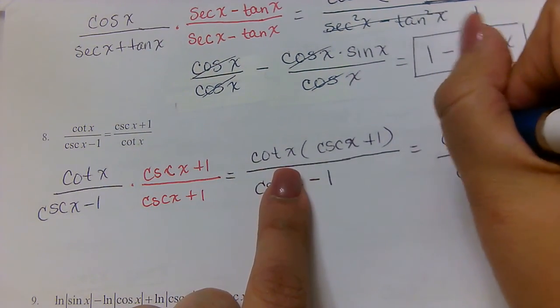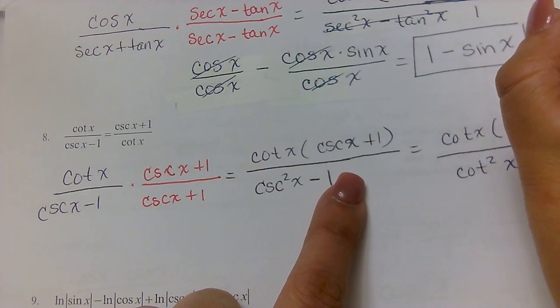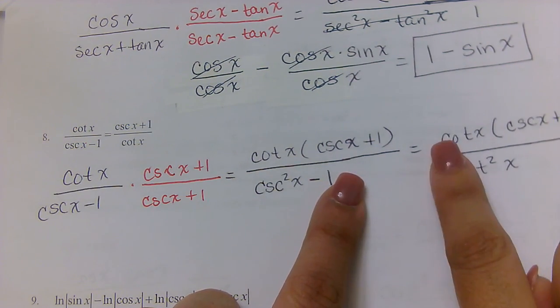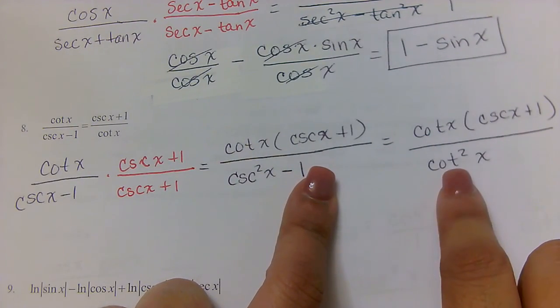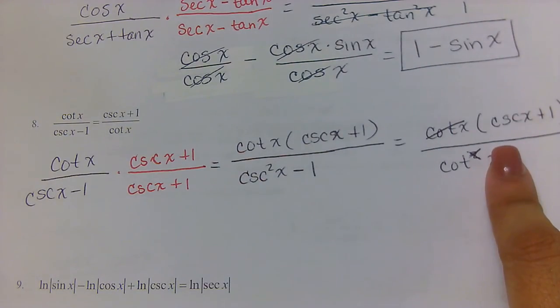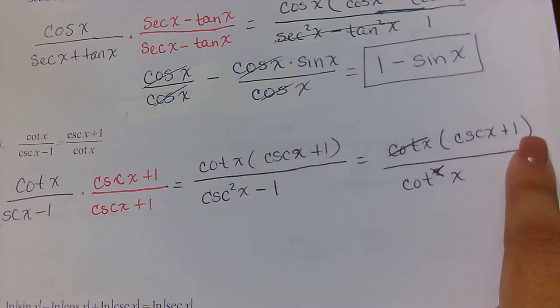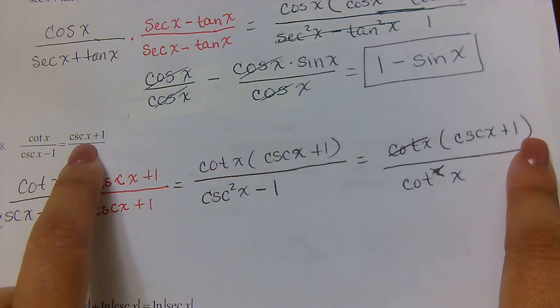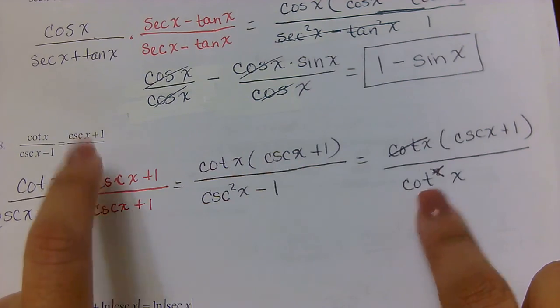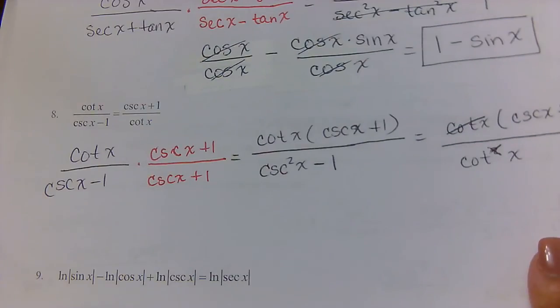Okay, I have a cotangent in the numerator. So one of these cotangents will cancel one of the cotangents in the denominator. Okay, so this will cancel with one of these. So now what I'm left with is just a cosecant x plus 1, which is my numerator here, and then just one cotangent, which is my denominator here. So this is another identity that matches.